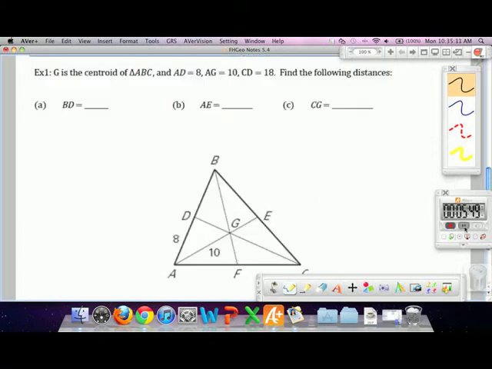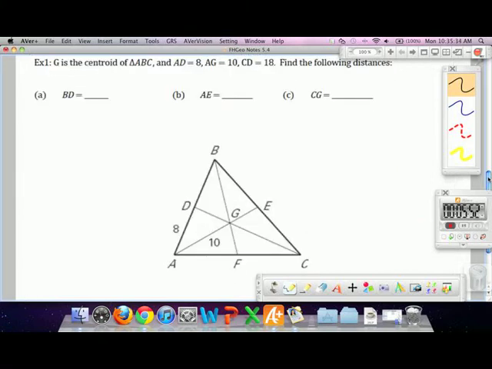So I'm going to give you a triangle and give you some information about the triangle. First of all, I'm going to tell you that G is the centroid of this triangle ABC. Also, I'm going to tell you that segment AD has a length of 8. AG, from A to G, has a length of 10. And the length of segment CD happens to have a length of 18. Let's find some missing distances.